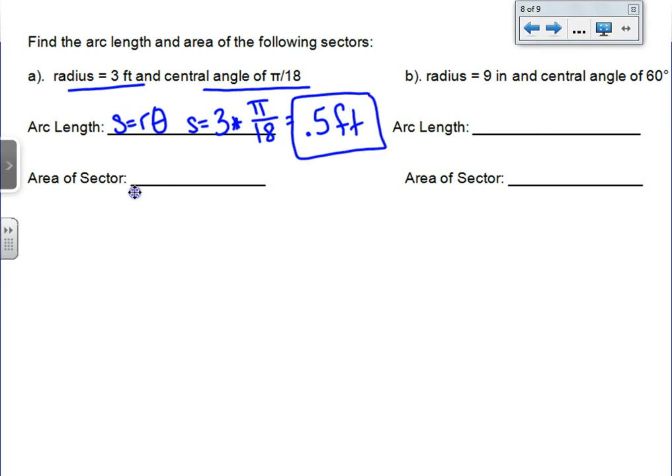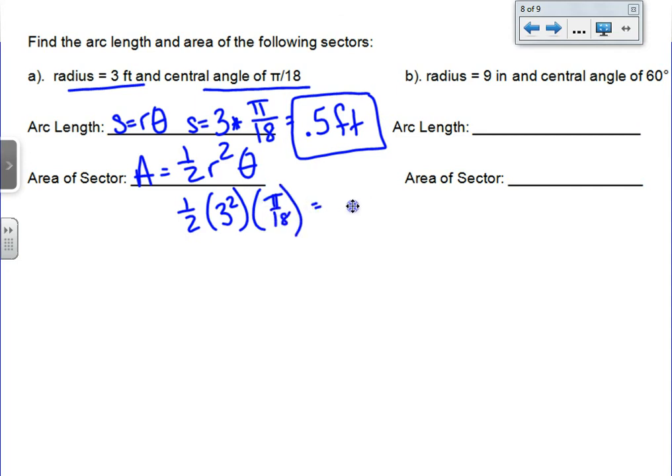Now, same dimensions. Got a radius of 3, central angle pi over 18. This time I want area of a sector. Remember the formula was 1/2 R squared times theta. So let's plug and chug, people. Radius is 3 squared this time. And then theta is pi over 18. Just type the whole thing in your calculator. And to the 10th place, please. 0.8. And then what label would you give for this? Remember, it's area of a sector. Feet squared. Nice job.